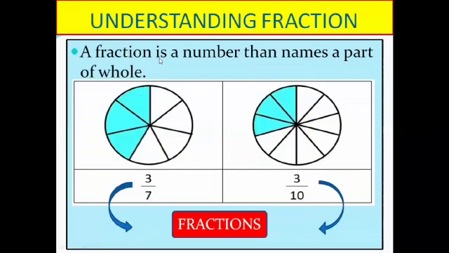A fraction is a number that names a part of the whole. So it is naming the part of the whole. It is telling that 3 are shaded out of 7, and this is telling 3 are shaded out of 10. So fraction is basically a part of whole.